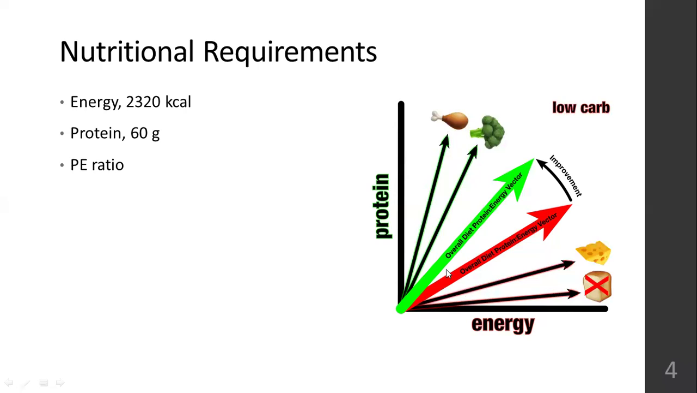So for weight loss and all, you have to check the protein energy ratio. It should be positive. It should be more than 1. If the protein energy ratio is more than 1, that food will aid in weight loss and all.